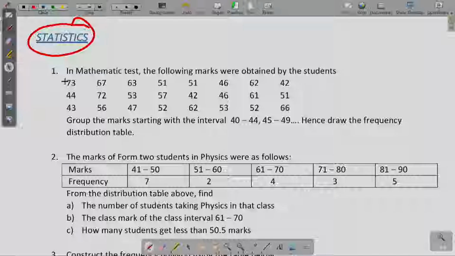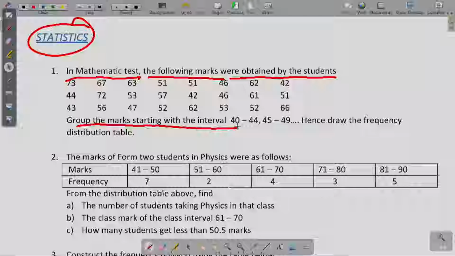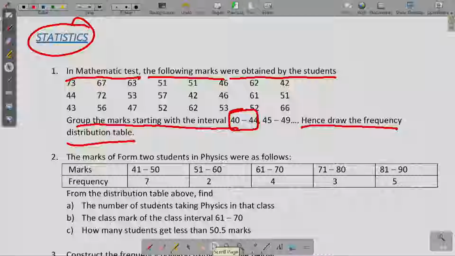The first question says, in mathematics tests, the following marks were obtained by the students. Group the marks starting with the interval of 40 to 44 and 45 to 49 and so on. Hence, draw the frequency distribution table. So we have to group our marks into these intervals by drawing the frequency distribution table. This is a table of marks and frequency.